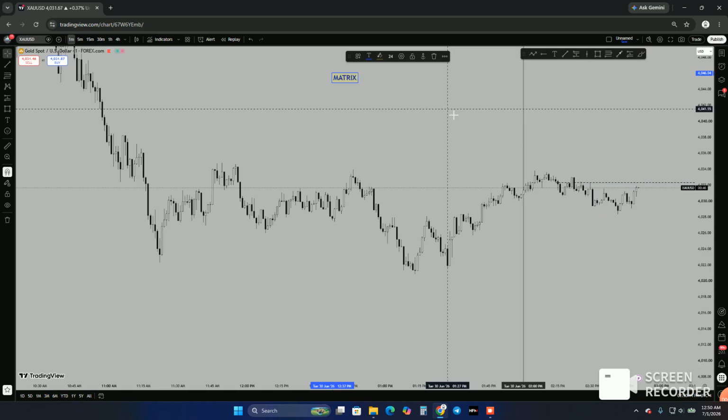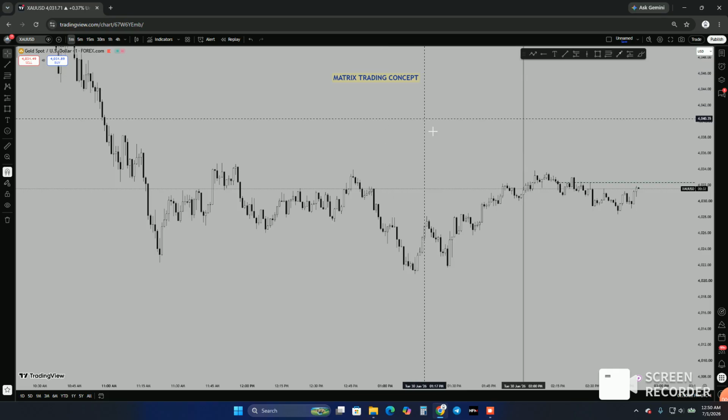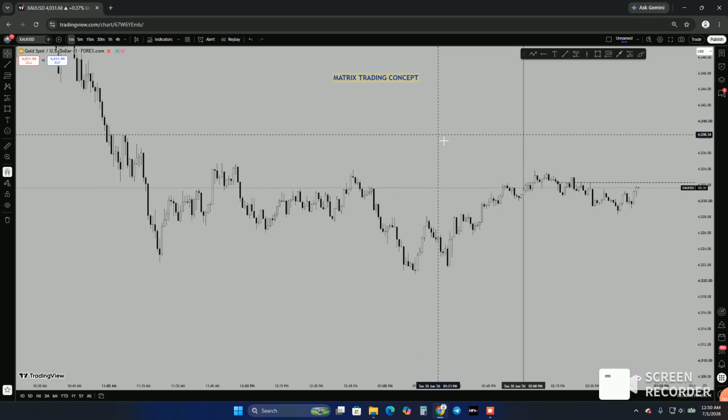I would like to rename it as matrix trading concept. So this is a matrix trading concept.